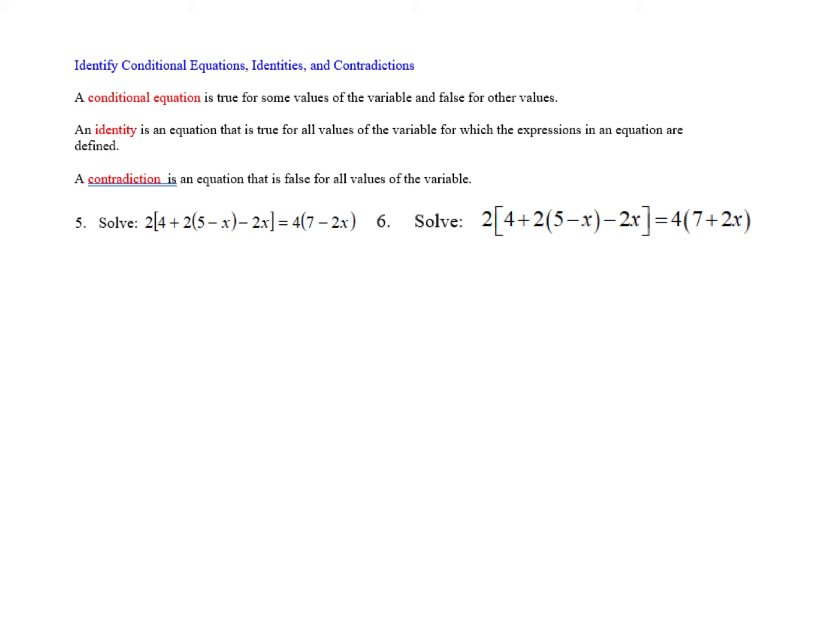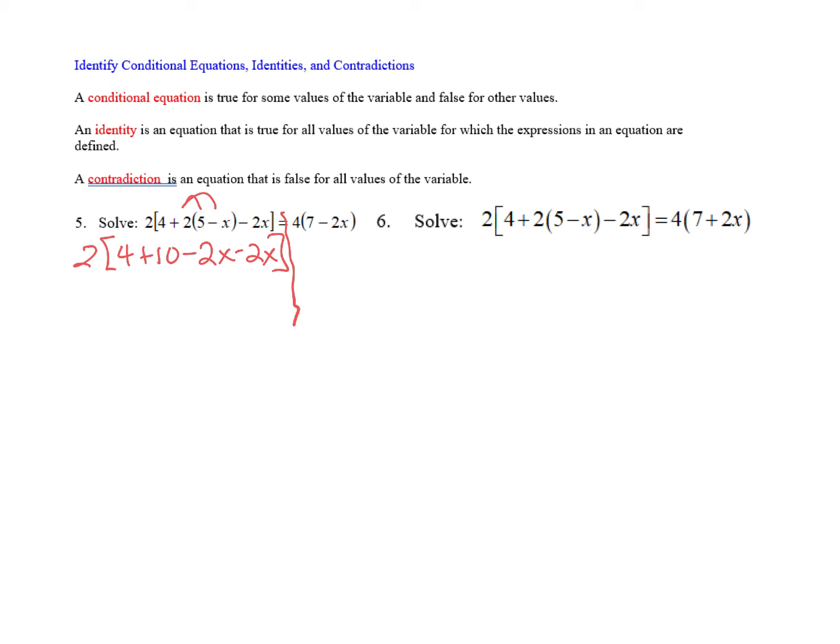So on the left, and because of how much simplifying we have to do, I'm going to draw this little line. We need to distribute. So that's going to give me 2 bracket 4 plus 2 times 5 is 10. 2 times -1 is minus 2x. Minus 2x, close the bracket.